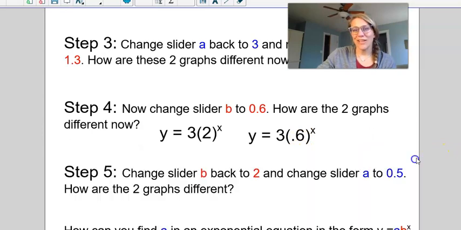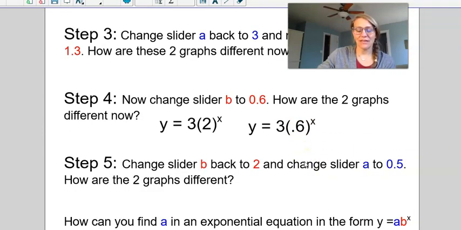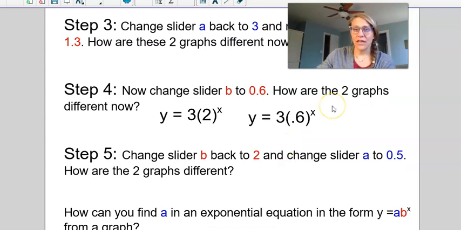All right, so the whole goal for you guys is to see the difference between A and B and how you can find them in the graph. Okay, so if you haven't figured that out yet, you may want to play around a little bit more. Here's one more step, and then you should be feeling at least somewhat comfortable with what you're noticing about A and B on the graphs.